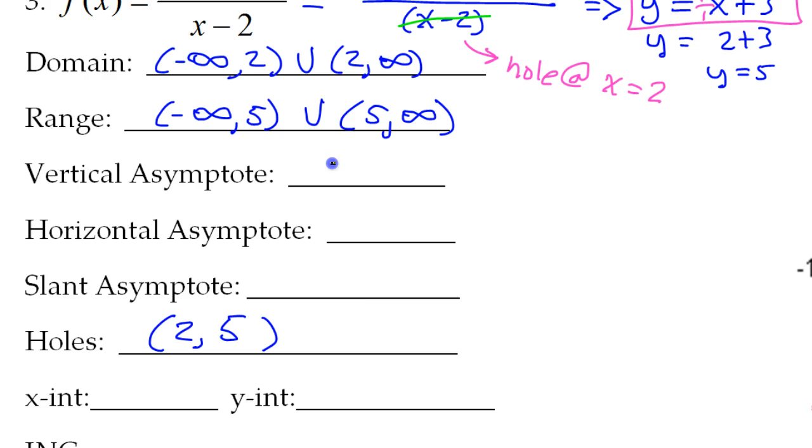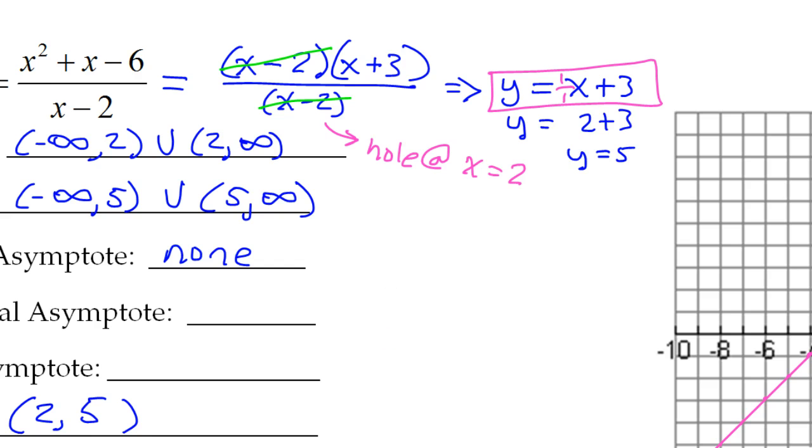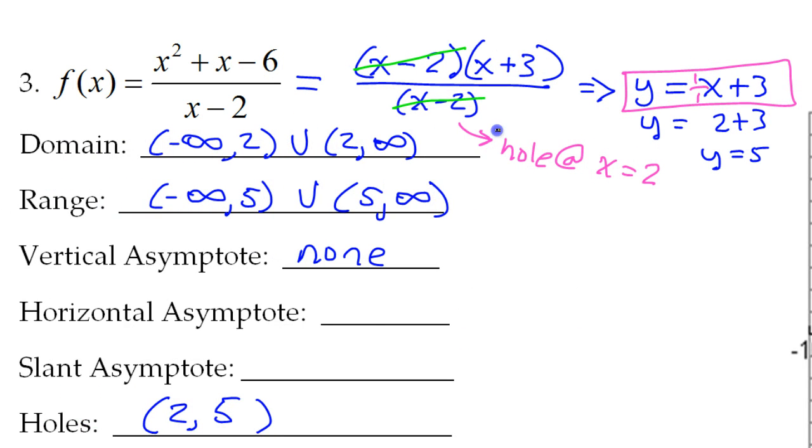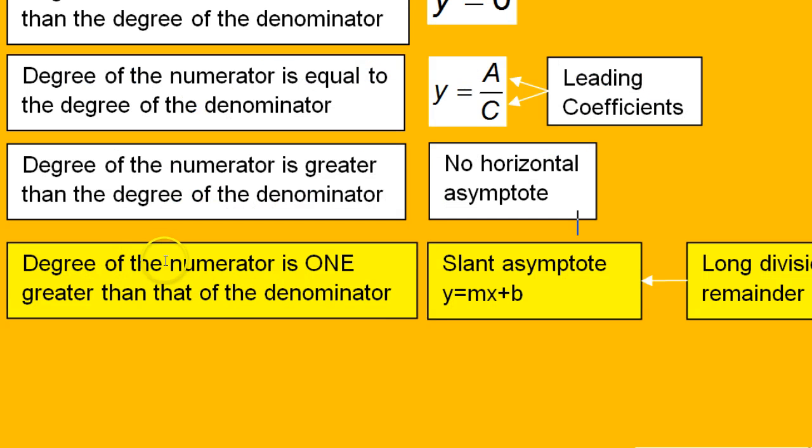Okay, vertical asymptote, there was none. Normally it would have been a vertical asymptote at x equals 2, but it canceled out, so it's a hole instead. There's no horizontal asymptote either. Well, we knew that anyway because the top degree is higher. But normally we would go, oh look, the top degree is exactly 1 higher. In general we have this rule that if the degree of the numerator is 1 greater than the denominator, then you're going to have this slant asymptote.